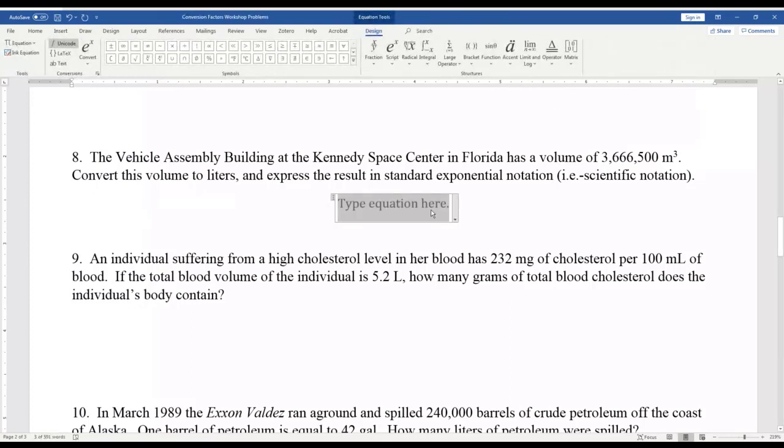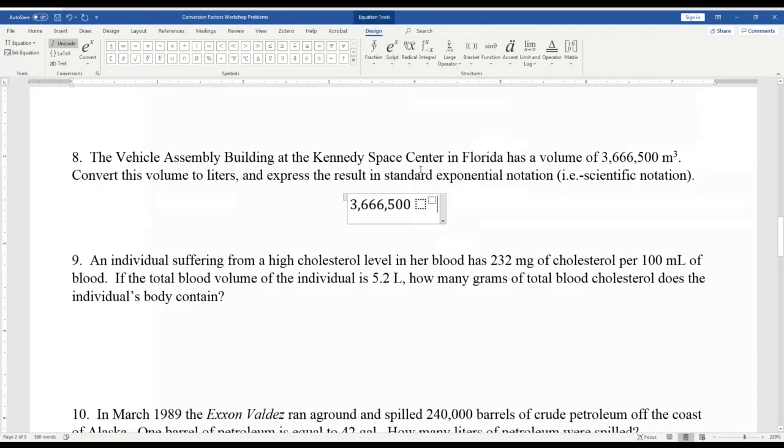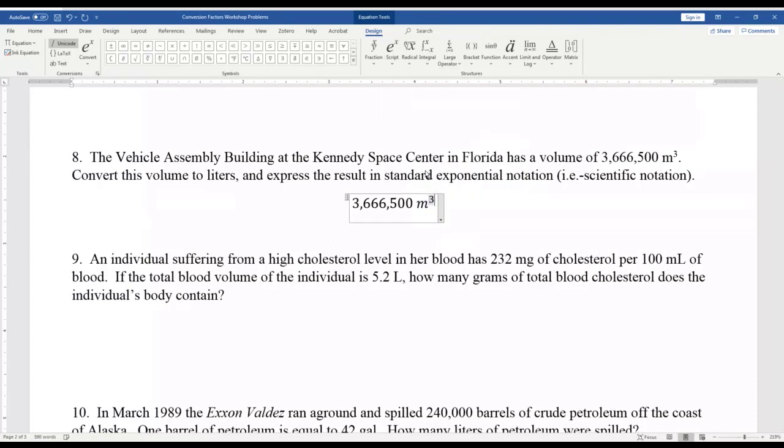So when you're dealing with cubic units, this gets a little bit trickier. And there's a couple of different ways to do this, and I'll show them both to you. Okay, so the first thing that we want to do is start with the only number we really can start with, the given number, 3,666,500.